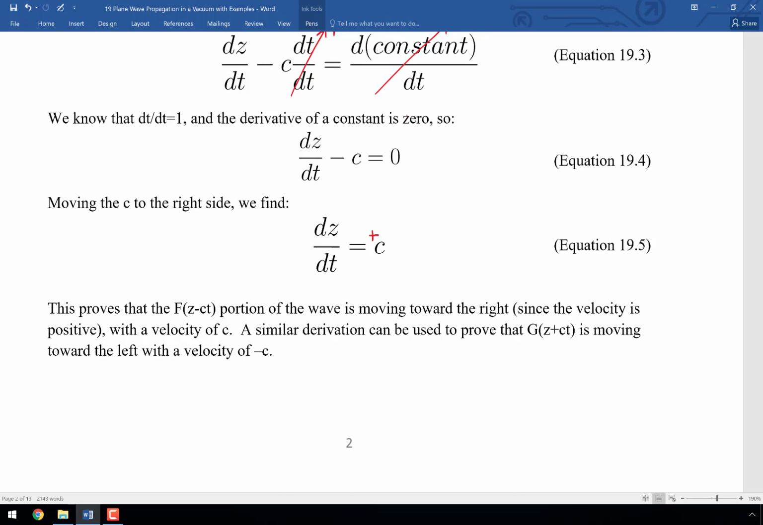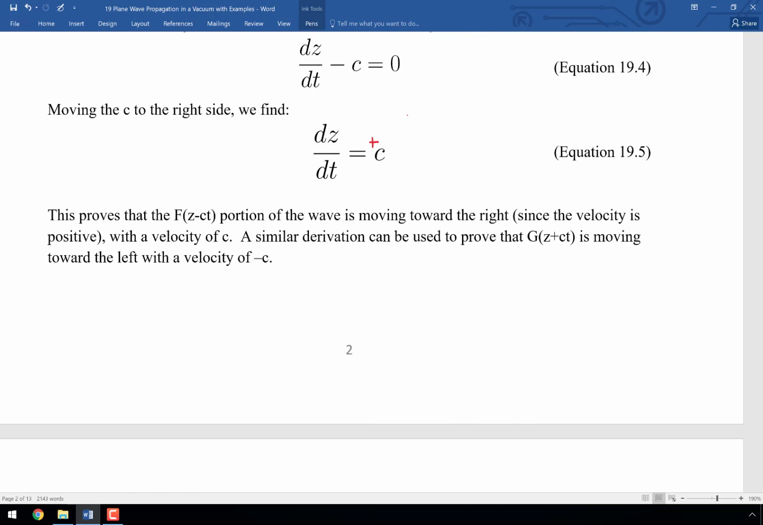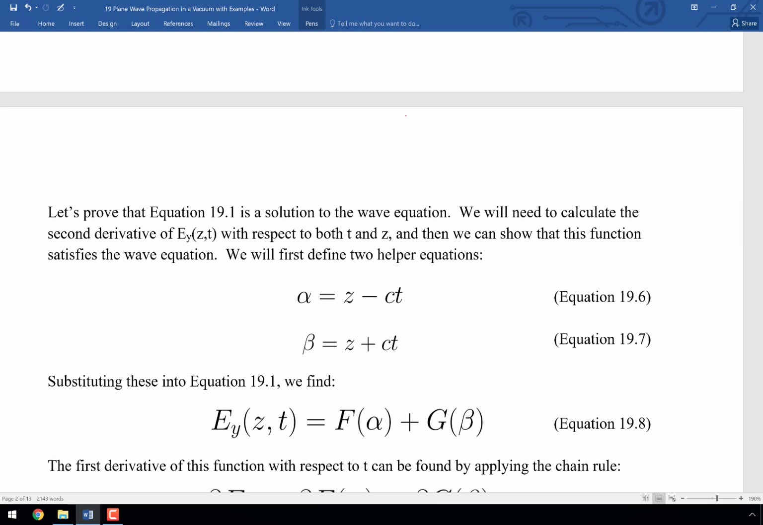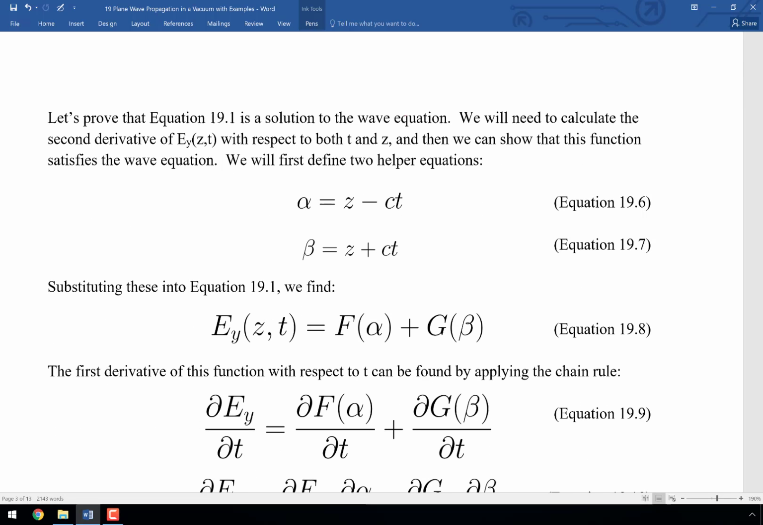So let's prove that that function is a solution to the wave equation. What we're going to do is first take a couple of interim or temporary variables, alpha equals z minus ct and beta equals z plus ct. These are going to help us as we're deriving the results because we won't have quite as much to write. So we can now rewrite E of z, t as f of alpha plus g of beta.